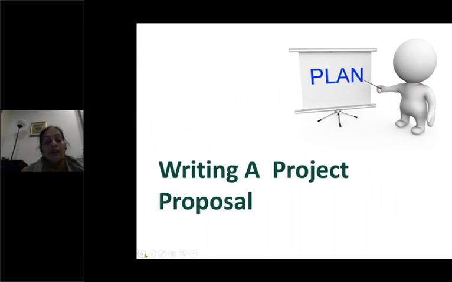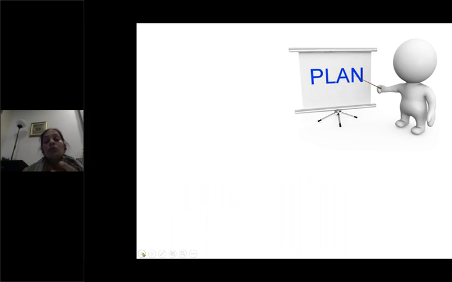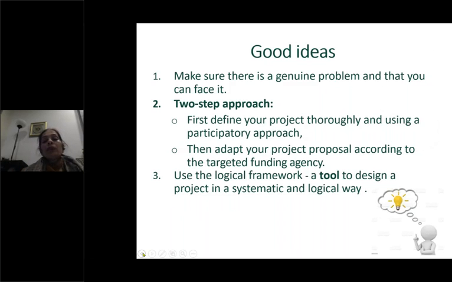You have to target it according to the funding agency. If I'm writing a biological research project, something in biotechnology, I should approach the Department of Biotechnology. If I'm writing something in social science, I should approach ICSSR. If I'm writing an applied science project, I should approach DST. If I'm working on societal needs, I should approach SEED.